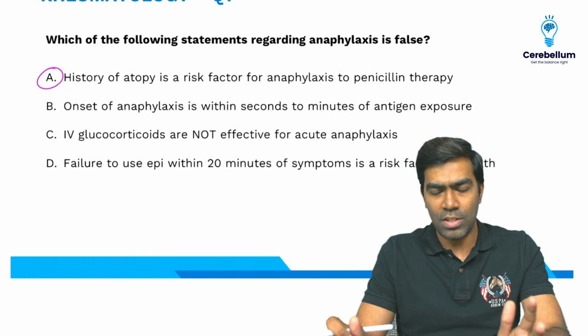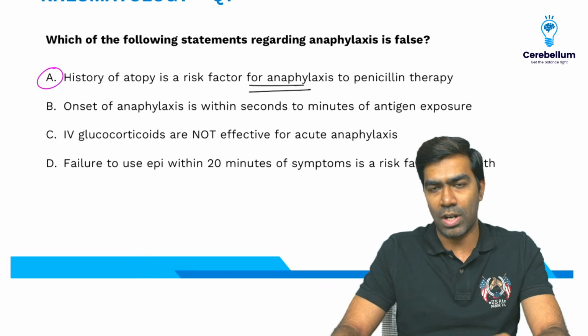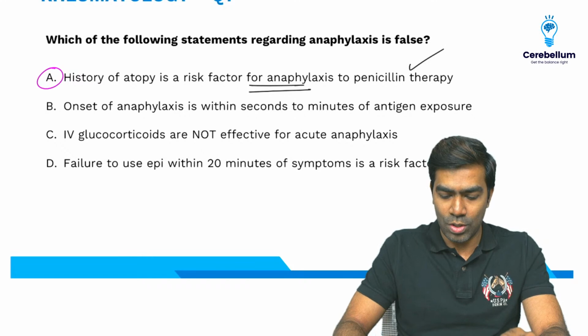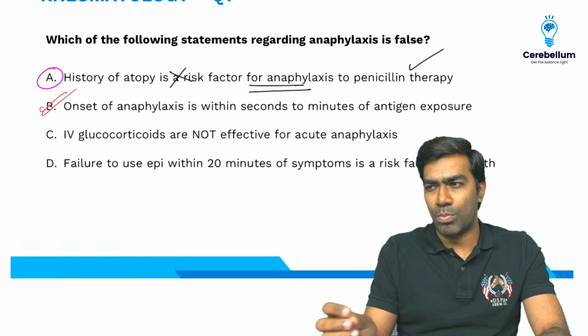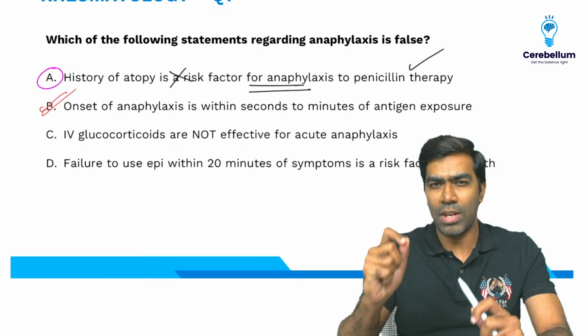It's clearly given in Harrison that history of atopy is not a risk factor for anaphylaxis to any drugs for that matter, especially beta-lactams and penicillin. So what about option B? That is onset of anaphylaxis within seconds to minutes of antigen exposure. That's absolutely correct. Most of the time, the moment you get exposed to the antigen, the same moment you start experiencing a reaction. That's very correct, because anaphylaxis is a type 1 hypersensitivity reaction. So what about option C?